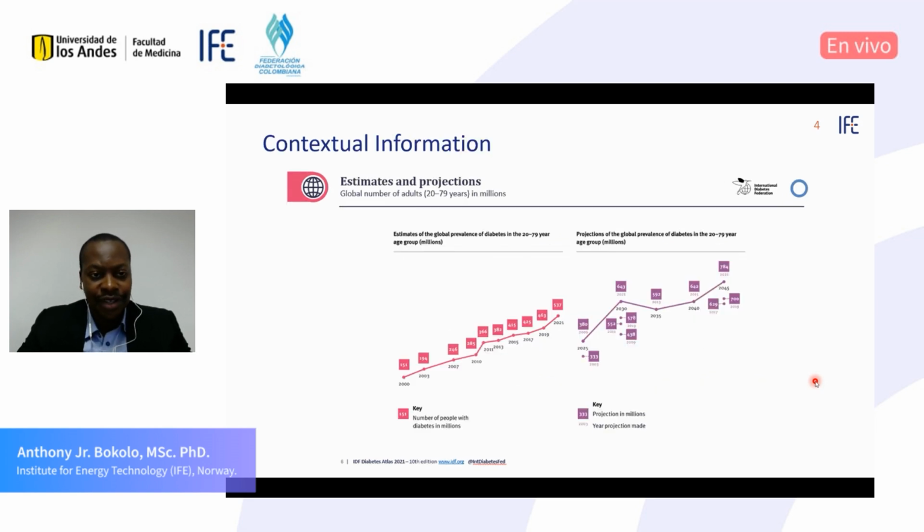So this information also showed that there has been an increment in the number of people with diabetes. This is in millions from the year 2000, and this is lastly reported from 2021. So you can see the increments, and it is also projected that as the years go by, there will be more increments, as shown in this prediction.